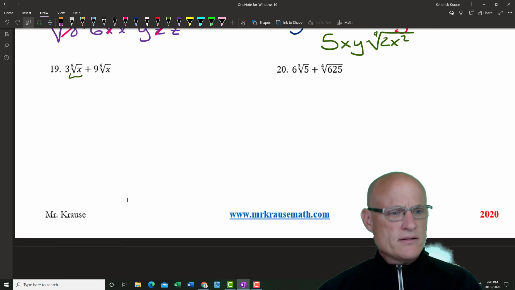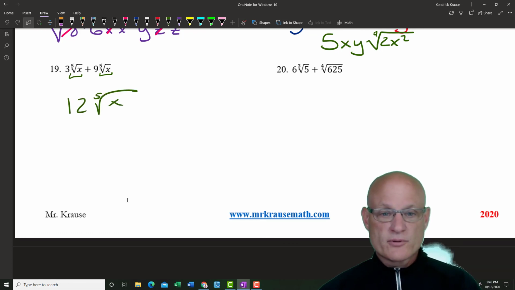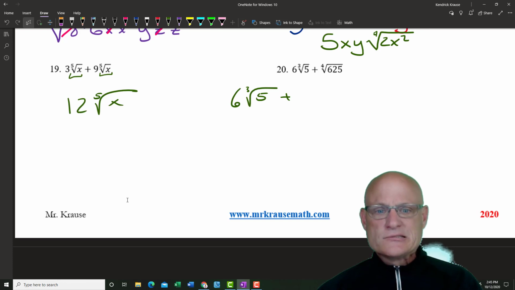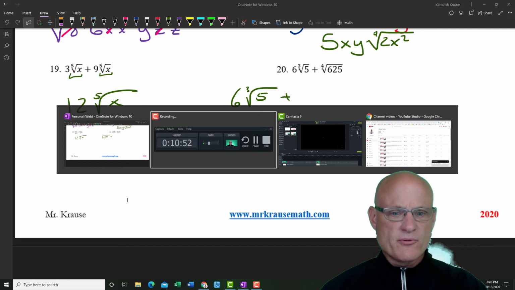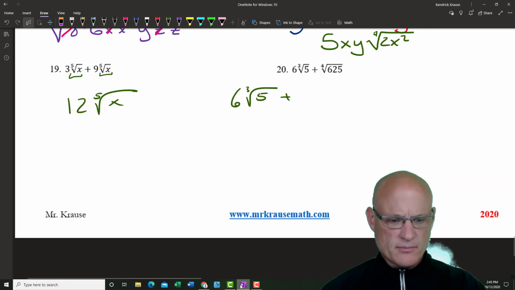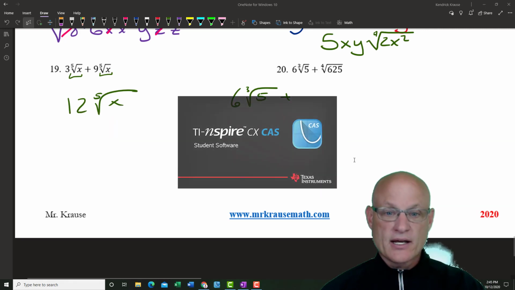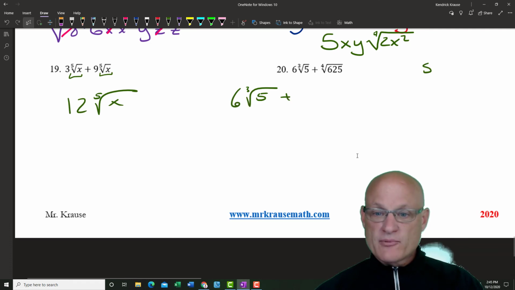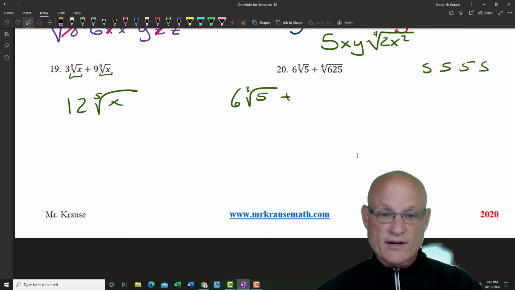That is the same as that. So this is 12 fifth roots of x. Kind of a stupid question. This is 6 cube roots of 5. So plus, we can't add these up. Isn't 625 a perfect fourth, kids? What happened to my calculator? Oh, I got so mad I got angry. Well, 5 times 5 is 25. Times 5 is 125. Times 5 is 625. So this is plus 5. There he goes. That's the answer.